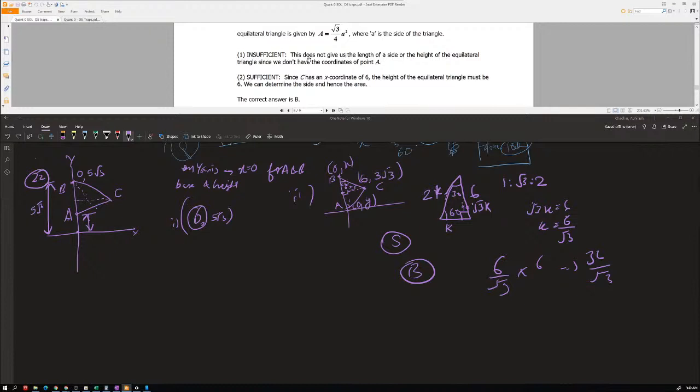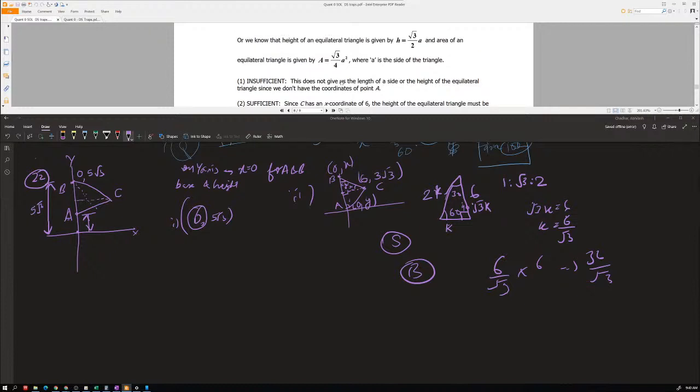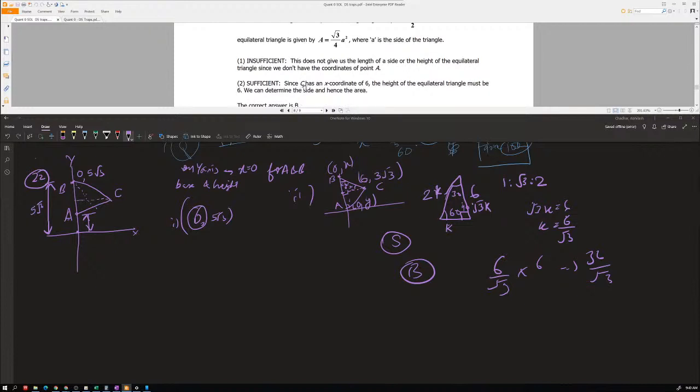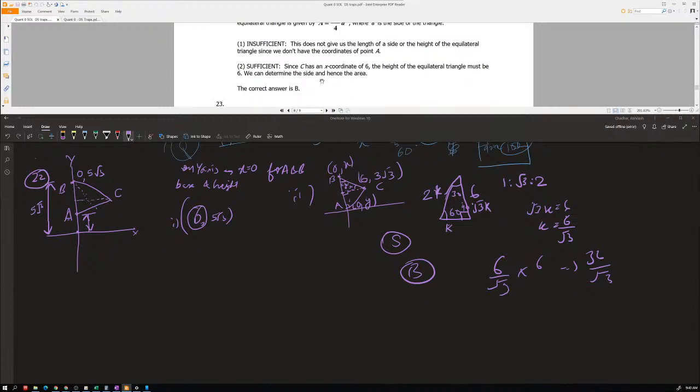First one is sufficient, it says. It does not give any length of the side or height of the equilateral triangle since we don't have the coordinates of A exactly. Since C has x coordinate of x, the height of the equilateral must be 6. And we can determine the side, hence the area. Okay, fine. Makes sense.